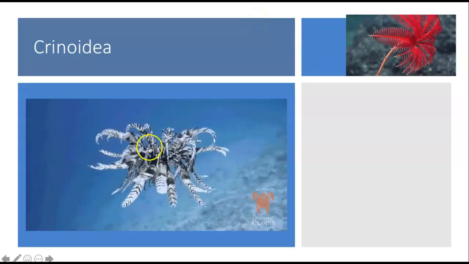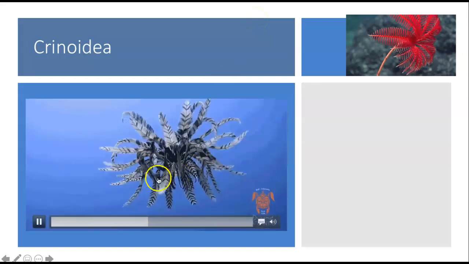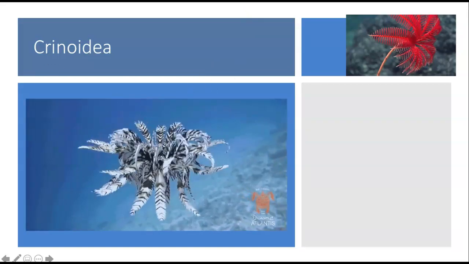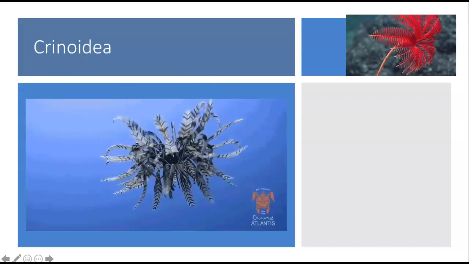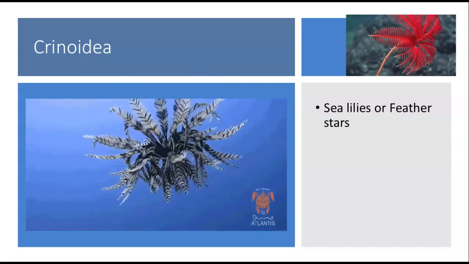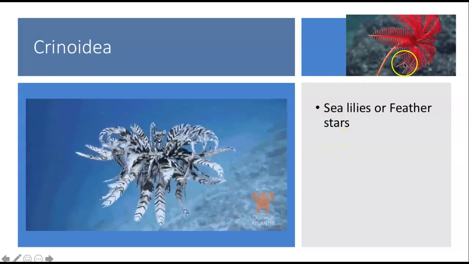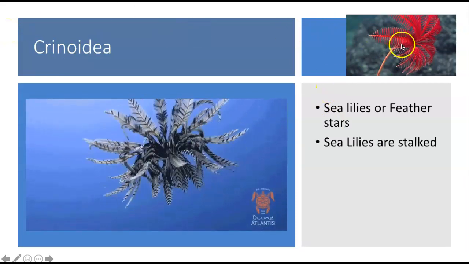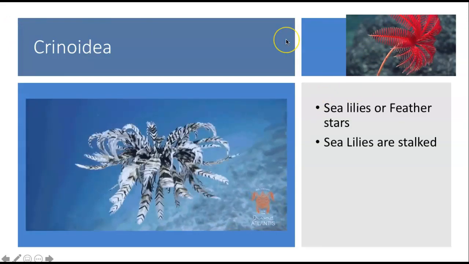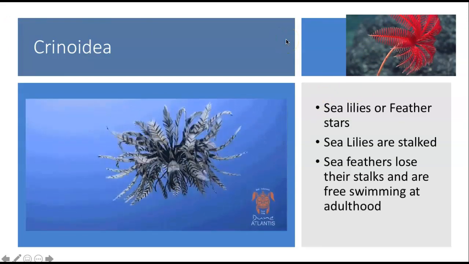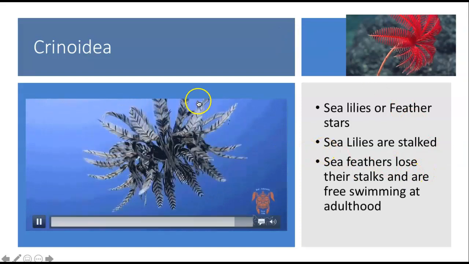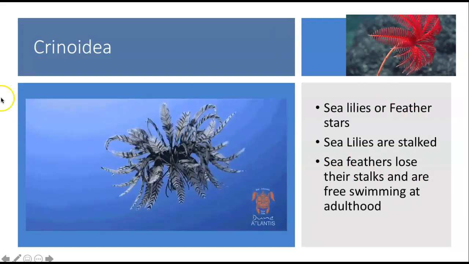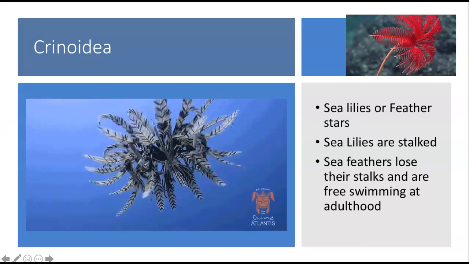Here's the Crinoidea. Really beautiful. This is the sea lily, I believe. And it's just a really beautiful organism. I'm sorry, this is the feather stars. This is the sea lily. Silly me. The sea lilies have a stalk, but are attached to rocks. And sea feathers lose their stalks and are free swimming at adulthood. So that is a real organism, and it looks like a feather.